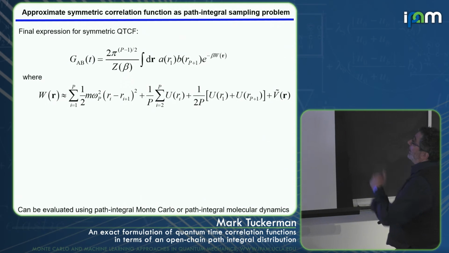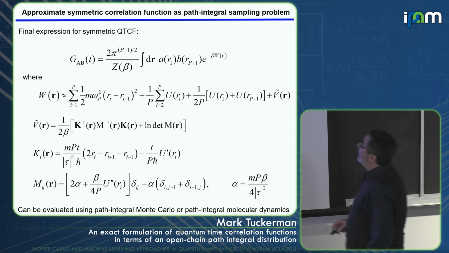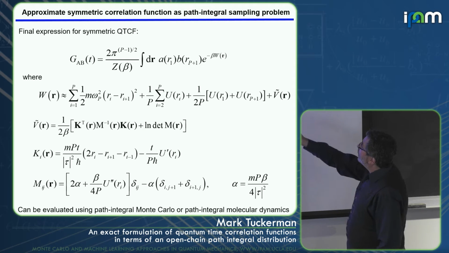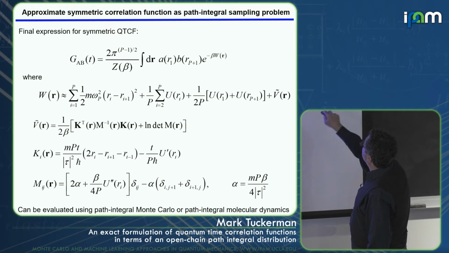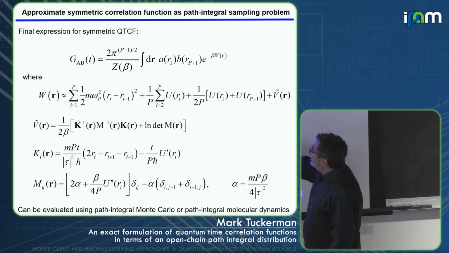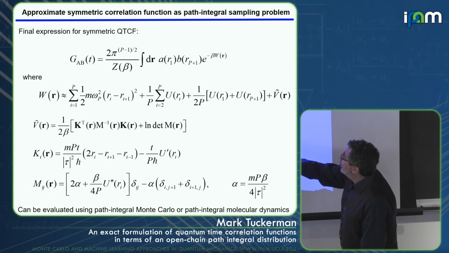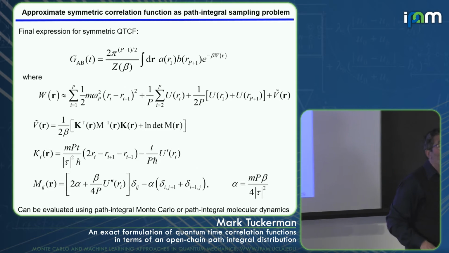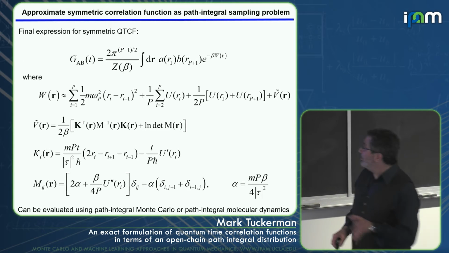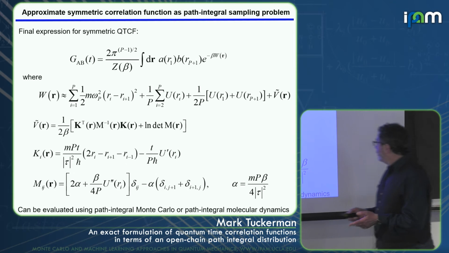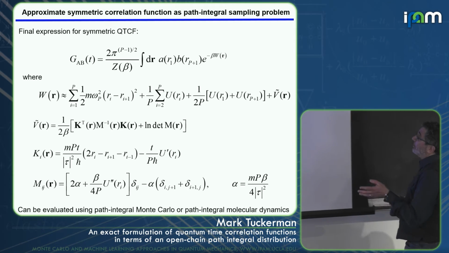So what you get at the end of the day is something that has all these different terms in it. You have to evaluate this. And this W potential has a kinetic term, a potential term, and then this part, this V tilde, that couples all of the beads. It comes from this Gaussian integral, where the vector looks like that and the matrix looks like this. So it's a fairly nasty thing, but it's something that you can actually evaluate. This can be evaluated using path integral Monte Carlo or molecular dynamics. So let's see how it does.